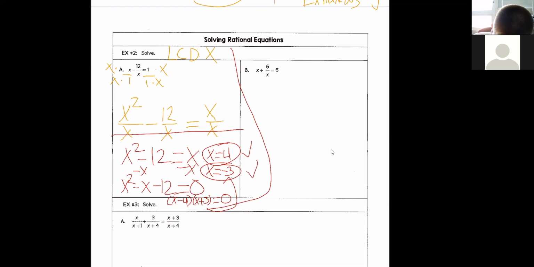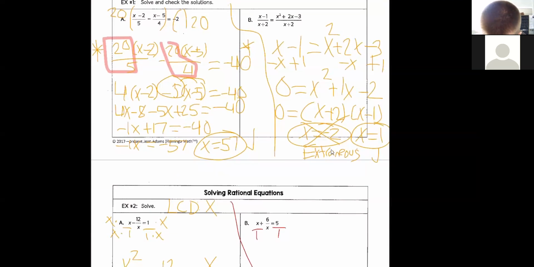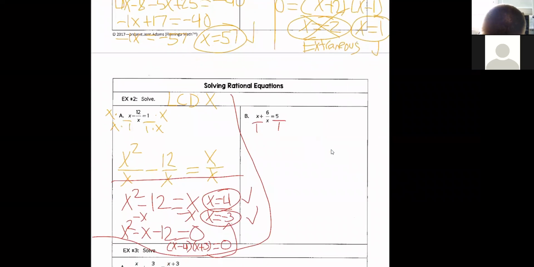Let's look at the second example. Very similar question. You want to get all of your fractions to have a common denominator. Once they all have a common denominator, you can get rid of your denominators and set the numerators equal to each other, basically what we did in question B. If you already had a common denominator, you can just eliminate it. Same idea. That's our goal with these questions.